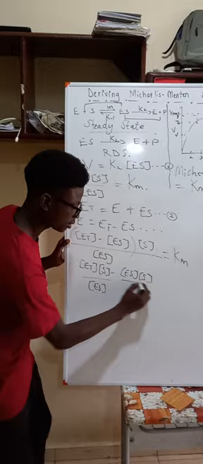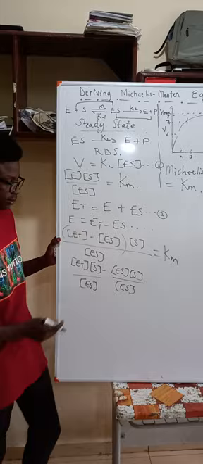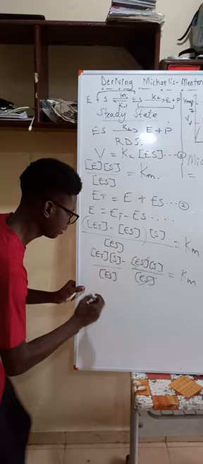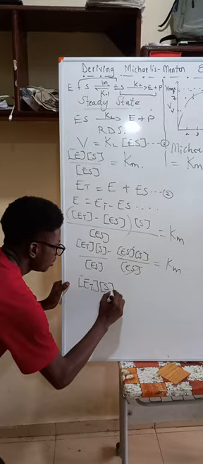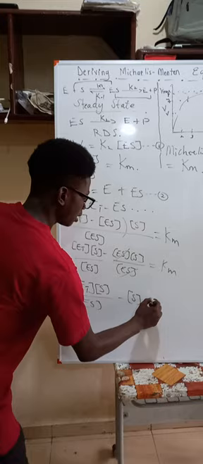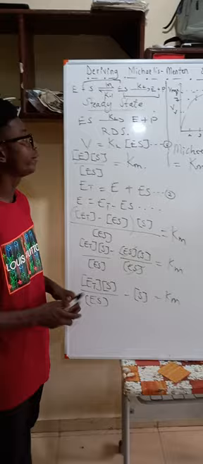And it as well cancels this. So we can write it in this way, being equal to Km. So from this side, you can see that this complex cancels the complex here. So from here we have total enzyme multiplied by the substrate over ES, minus, giving you the Km.